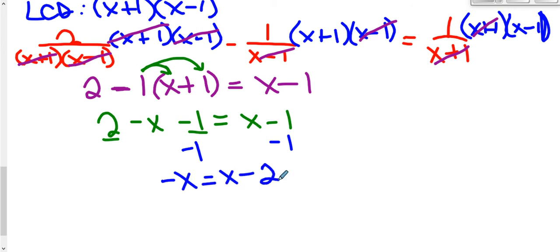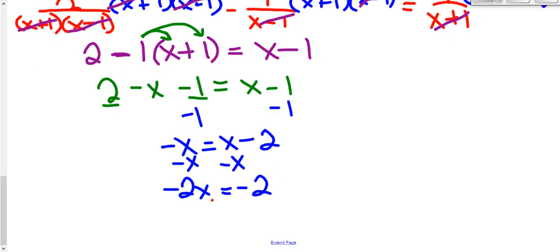And then I'll take this x and move it to the other side, minus x, 2x, negative 2x equals negative 2. And that lets me finish up here by getting x alone. Divide both sides by negative 2, and x equals 1, negative 2 divided by itself. So that's our solution to the problem.